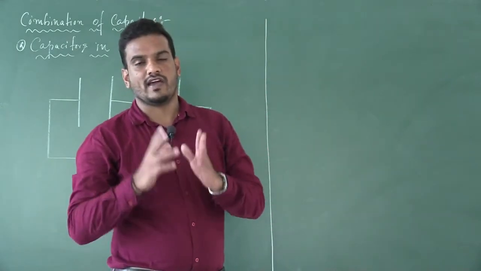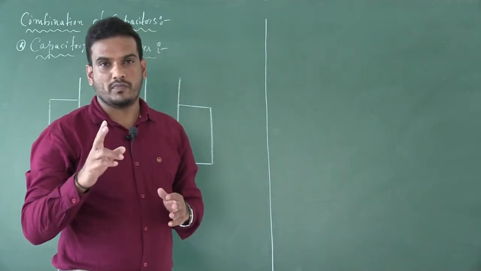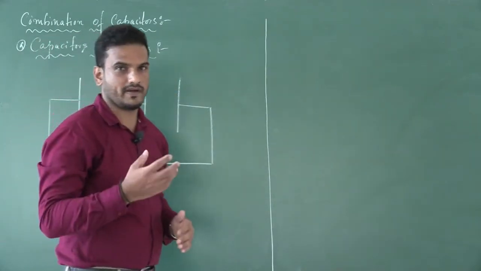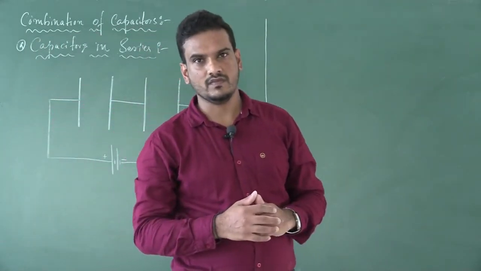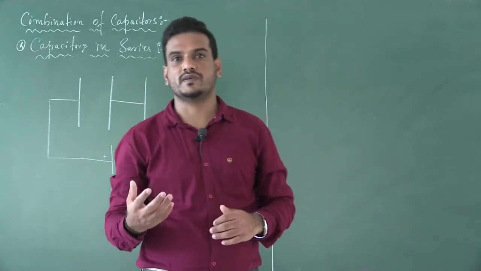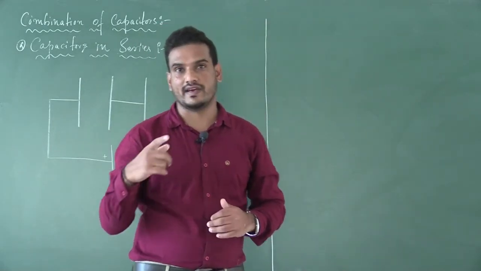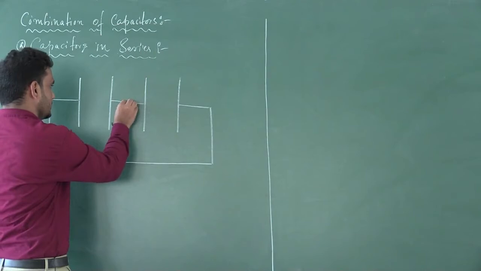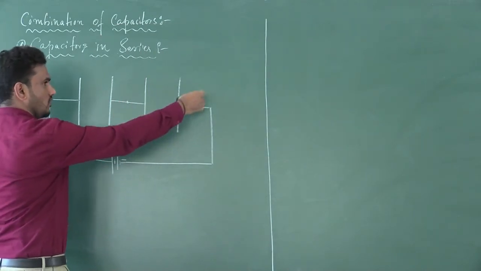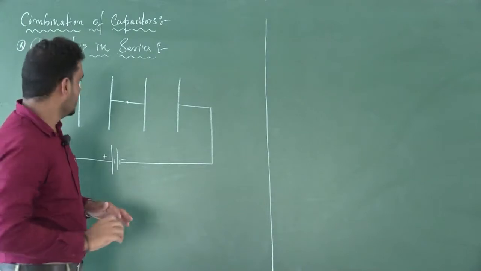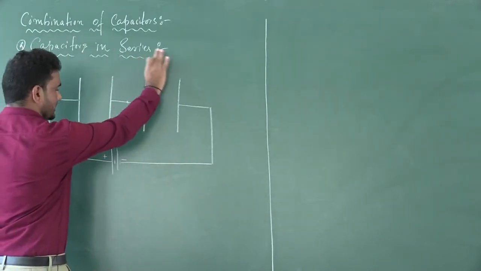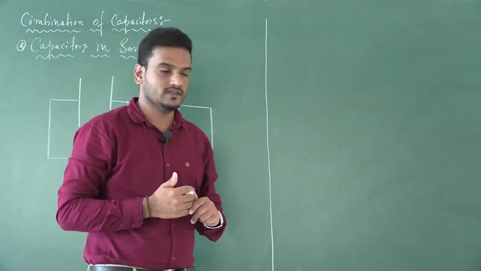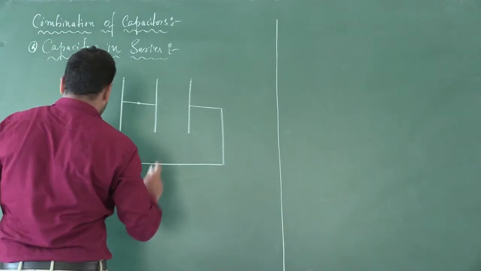In that, we have two important combinations: capacitors in series and capacitors in parallel. When are capacitors said to be connected in series? When they are connected end to end like this. Look here, I have considered two capacitors. Even we can take 3, 4, 5 up to n number of capacitors. So the capacitors are said to be connected in series when they are connected end to end.